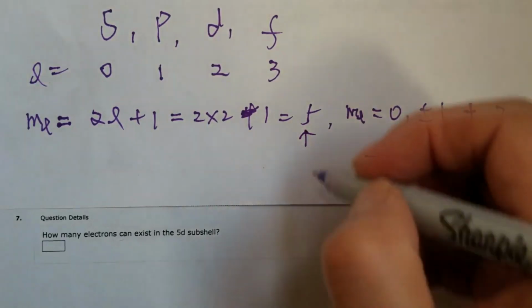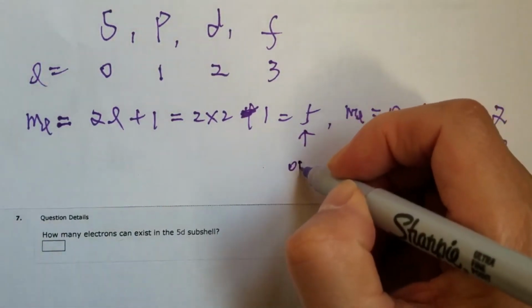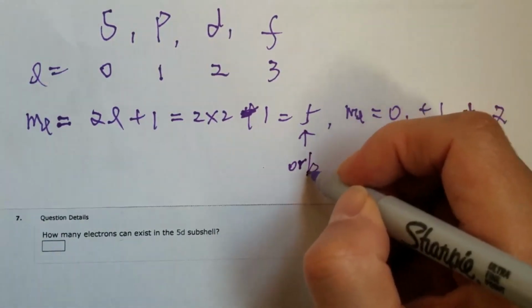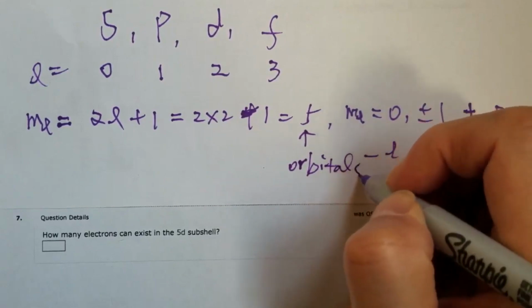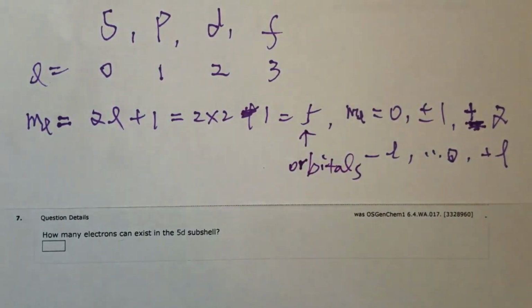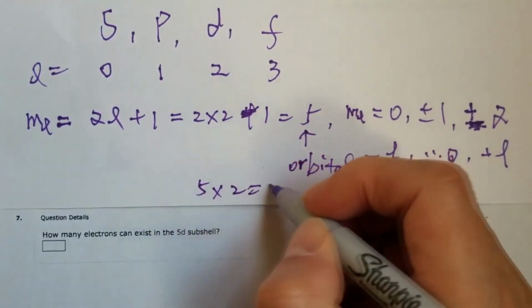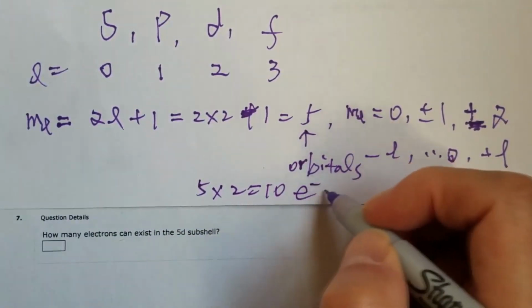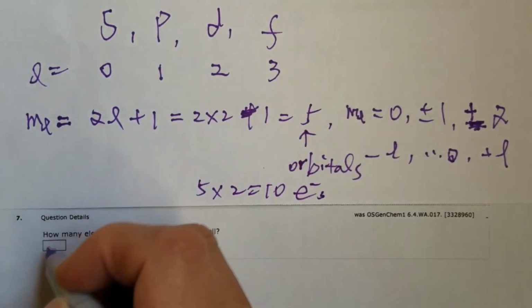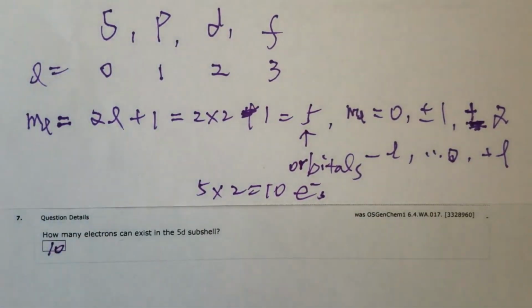That's the number of orbitals. If we have 5 orbitals, then the maximum number of electrons should be 10 electrons. Therefore, 10 should be the answer. That's question number 7.